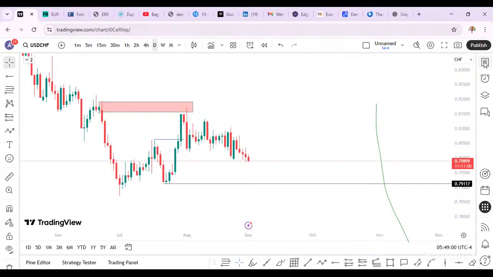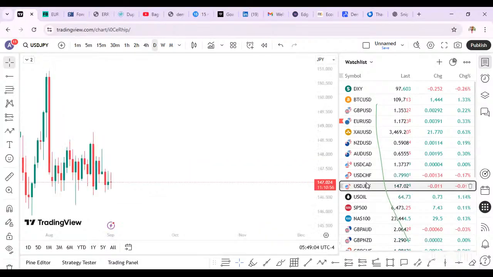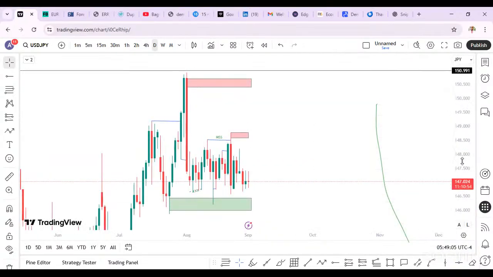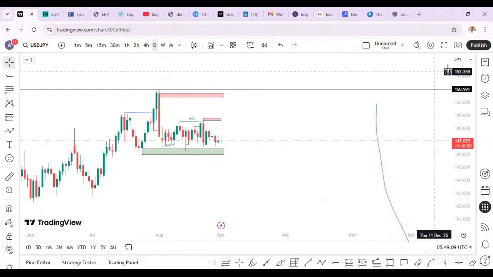So I have done with USD JPY. This one is just a messy chart, so let's leave this one alone. Nothing to write on. Nothing.